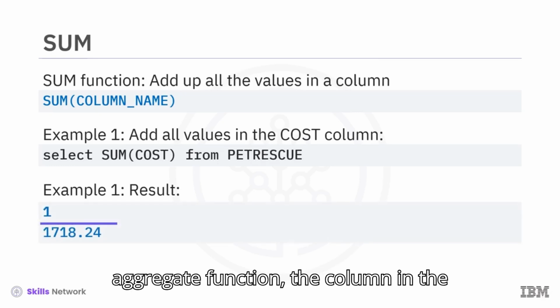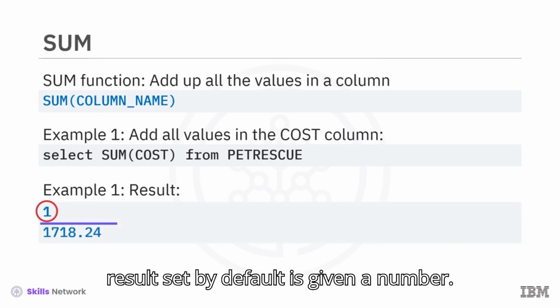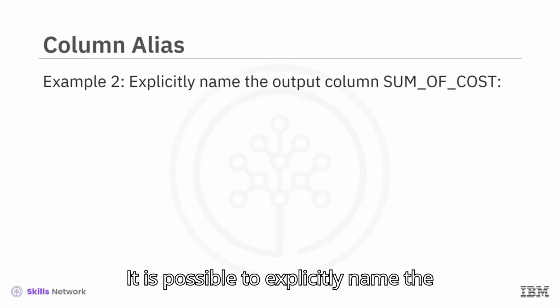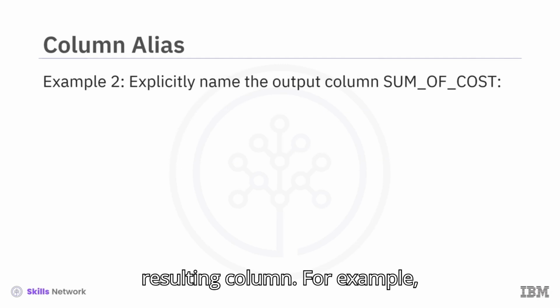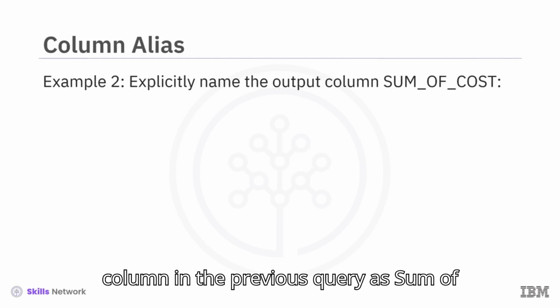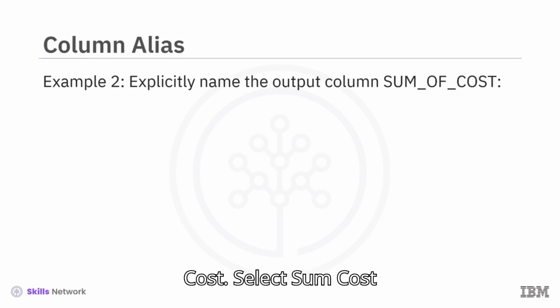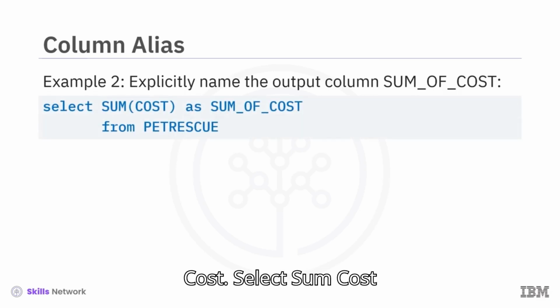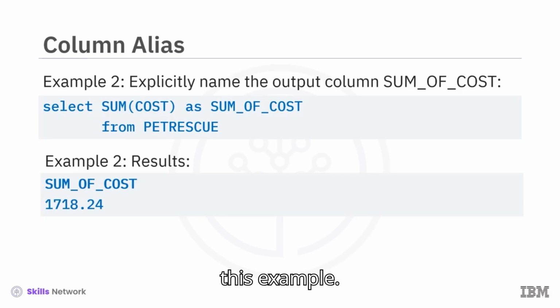When you use an aggregate function, the column in the result set by default is given a number. It is possible to explicitly name the resulting column. For example, let's say we want to call the output column in the previous query sum of cost: select sum(cost) as sum of cost from pet rescue. Note the use of as in this example.